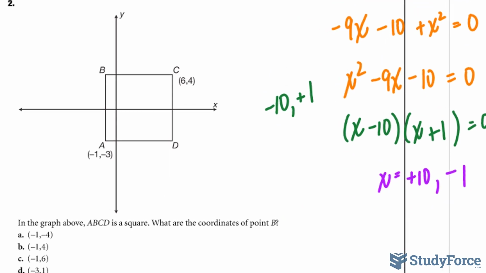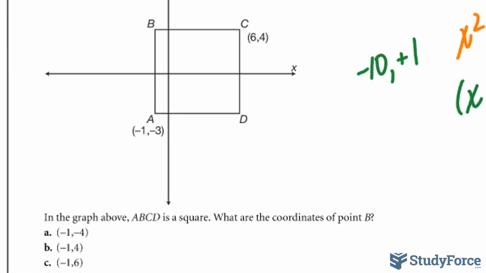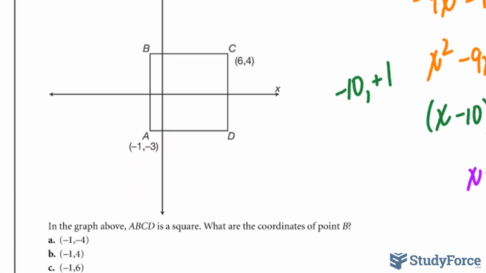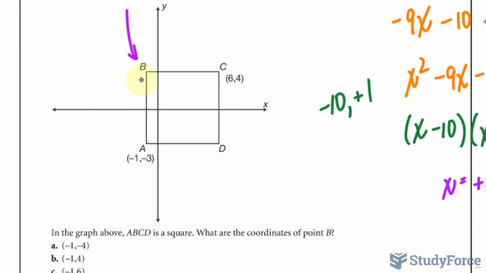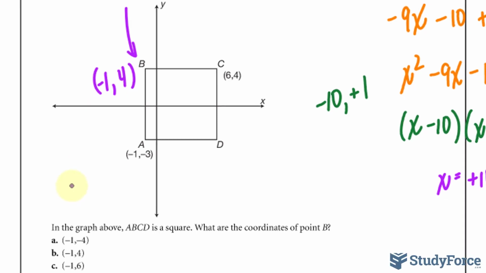In question 2, in the graph above, A, B, C, D is a square. What are the coordinates of point B? So right here. Now they haven't shown us any of the intervals on the xy plane. That's fine. B and C are on the same y level. And the y-coordinate here is 4, therefore the y-coordinate of B has to be 4. B and A are on the same vertical line. So the x-coordinate of A has to be that of B. The answer should be negative 1 and 4.